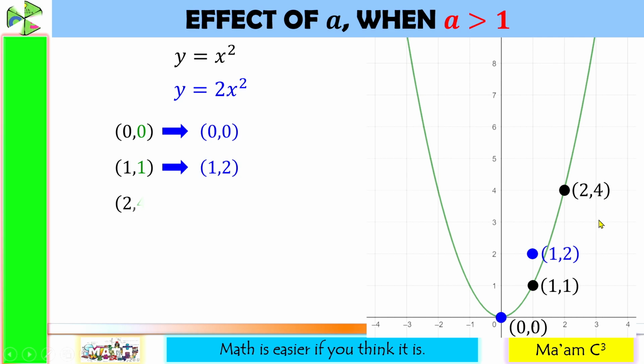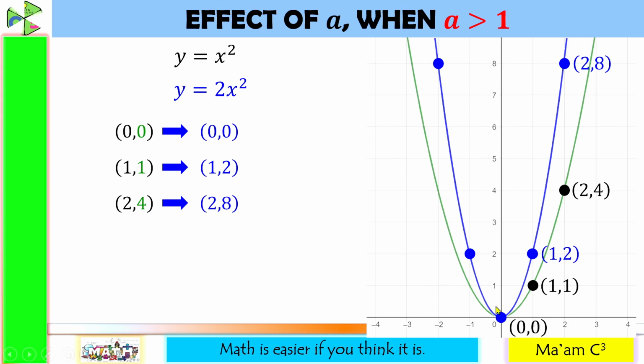Our next point is 2, 4. 4 times 2 is equal to 8. So the new graph will pass through 2, 8. Let us plot that. We have 2 and this is 8. Now let us determine the corresponding points on this side. This will be at negative 2, 8. And this one will be at negative 1, 2. Now let us connect the points. Here is now the graph of y equals 2x squared.